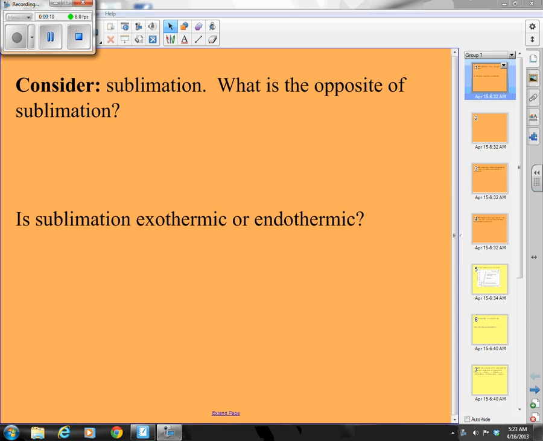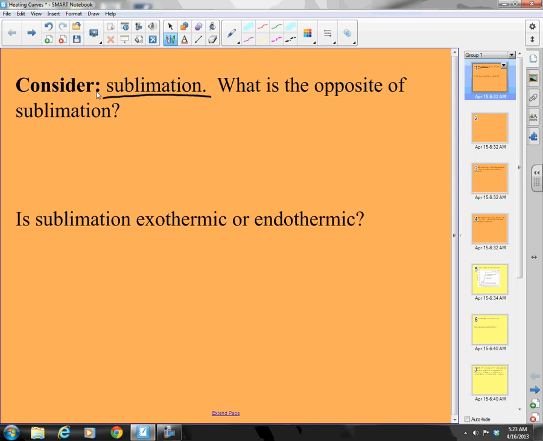Okay, welcome to iChem, and we are in our discussion of heat and temperature. The next thing we want to talk about: we talked all about temperature, we talked all about heat, we talked about Q equals m c sub P delta T, and we want to get into this idea of phase changes and latent heats and heating curves. So let us consider this question: consider sublimation.